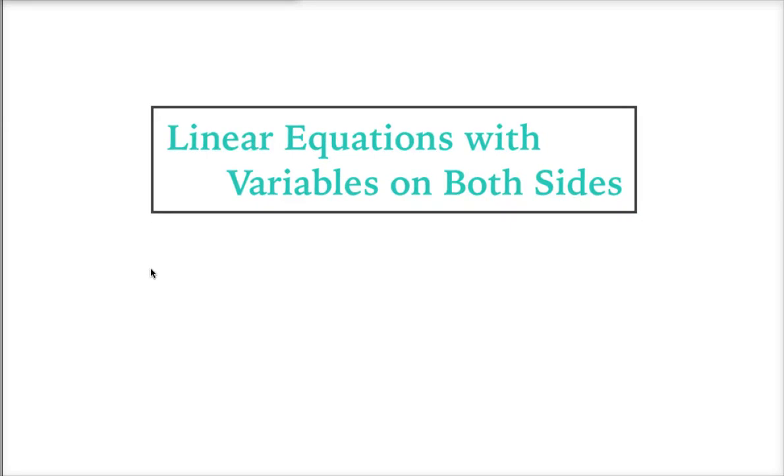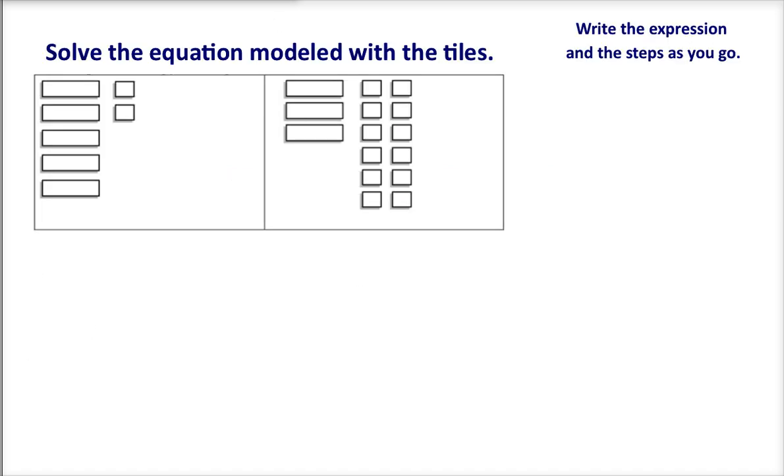Well, we've got another curveball to throw at you now that you are getting better at solving linear equations. Now our linear equations are going to have the variable on both sides of the equal sign. So let's see what that looks like with our tiles first out. Here's our equation, and we're asked to solve this equation that's modeled here. And we're also asked to write the expression in the steps as we go. So we'll write down what we're doing over here with the tiles.